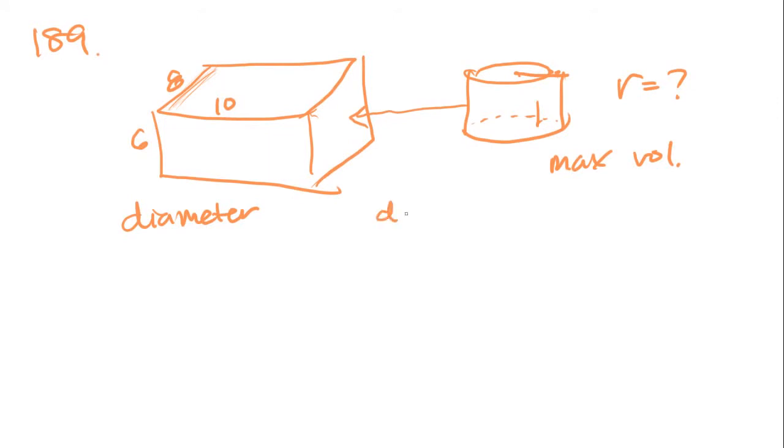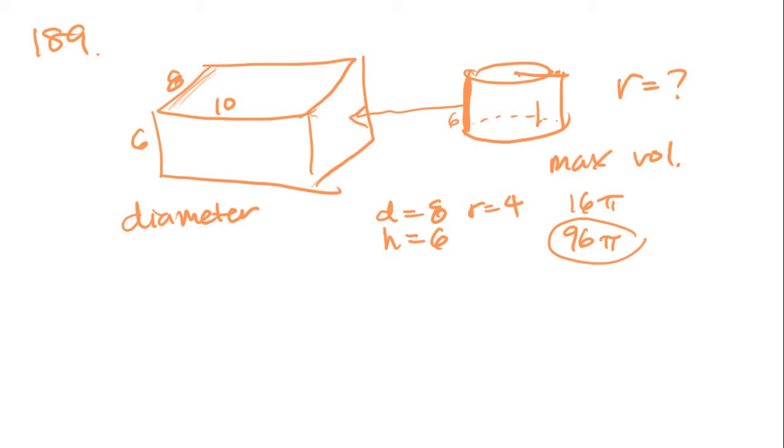The diameter would be 8, but then we're looking for volume, and so the height would be 6, right? So height equals 6, radius equals 4, and we know the volume is going to be height times the area of the circle at the top. So area is pi r squared. 4 squared is 16. Pi times 6 is 96 pi. That's going to be the volume if we were to put in the canister as it is now.